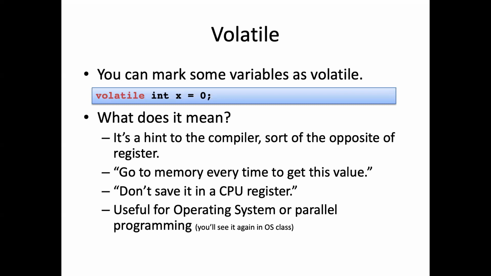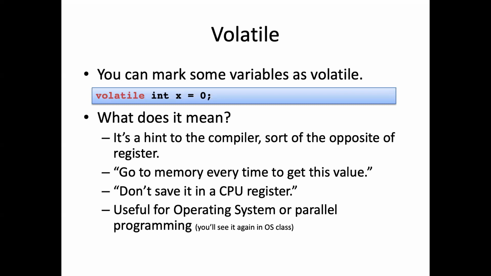So it's a hint that says, don't depend on storing a copy of X and then using that copy. Whenever you need to use X, you need to access the memory where X is stored. I've been trying to say this without using the word threads, but when we see this again in operating systems class, that's the reason words like volatile are available.